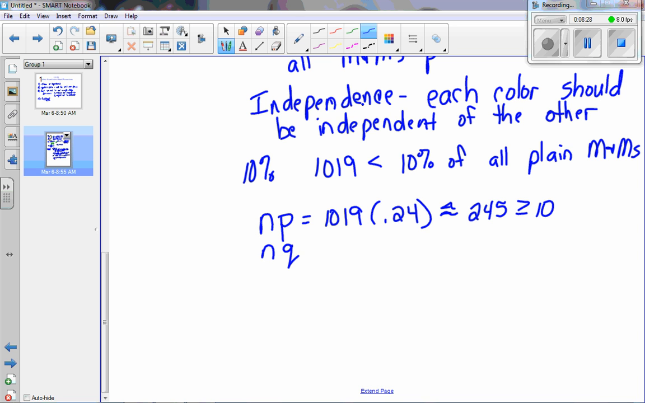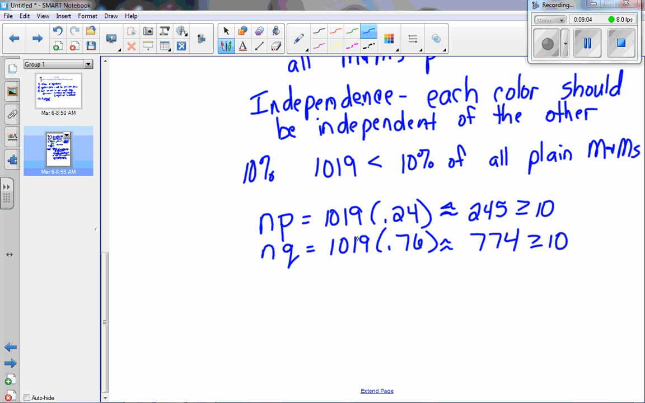And then we need to check n times q, or 1 minus p. And when we do that, we get approximately 774, which is definitely greater than or equal to 10. Okay, so this is a difference from the confidence interval. For the confidence interval, we used p hat and q hat because we didn't know p. Now we are assuming that p equals 0.24, which is what the null hypothesis says, which is what the company says.